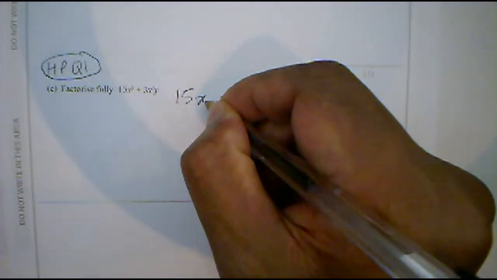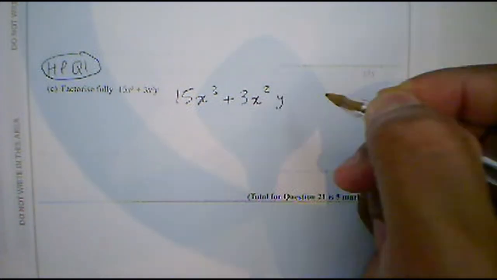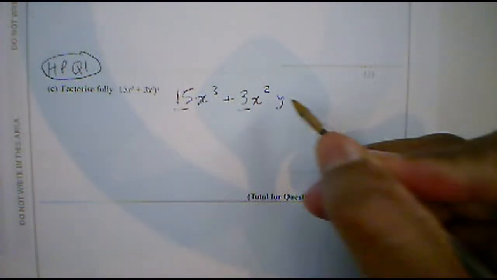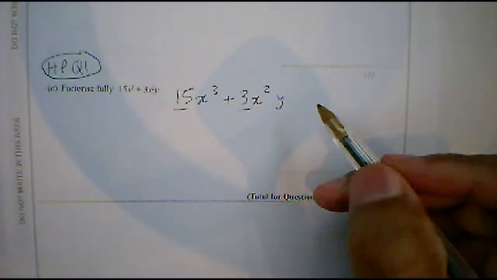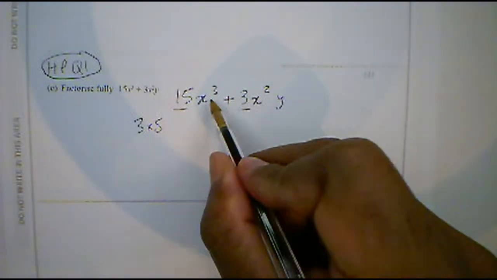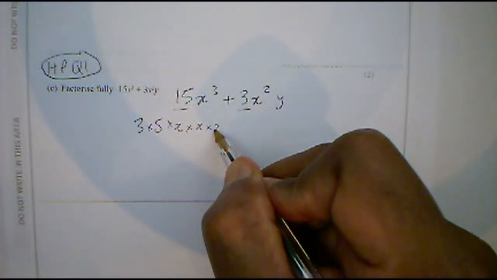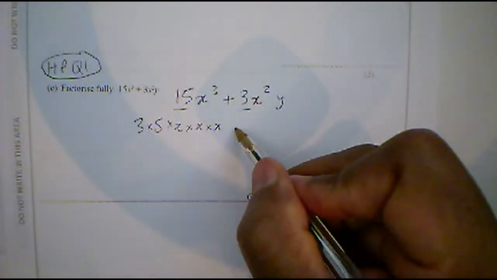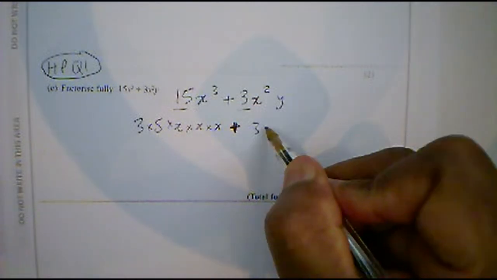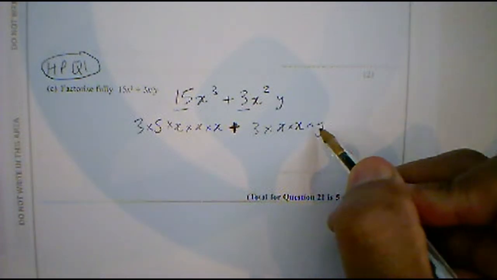So we've got 15x cubed plus 3x squared y. If I look at my number terms, 15 and 3, does 3 go into 15? It does. So I'm going to write 3 times 5. I'm going to write x cubed out, x times x times x. Plus 3 times x squared, which is x times x. And I've got my y here.